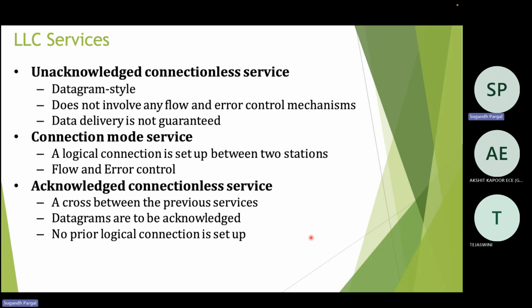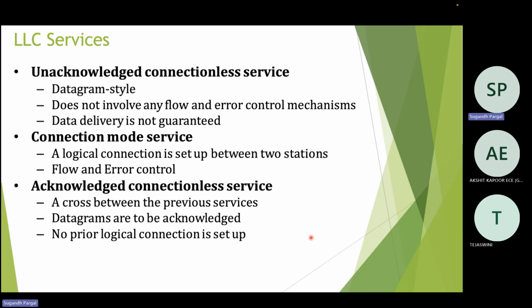So now we talk about the LLC layer services. It provides three different types of services. One is the unacknowledged connectionless service. That means it is a datagram style where the data is transferred from one station to another. However, it is not even acknowledged. So we do not know whether it was received. It does not involve any kind of flow or error control mechanism, and data delivery is not at all guaranteed.